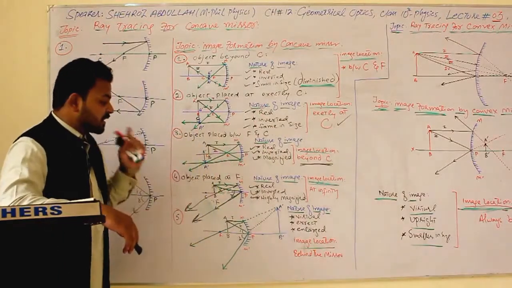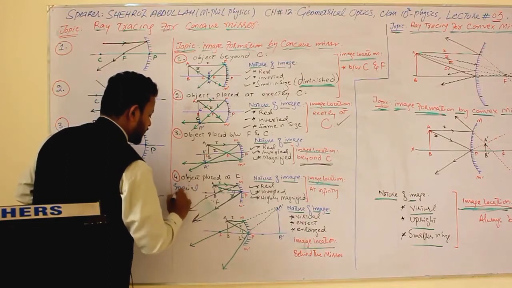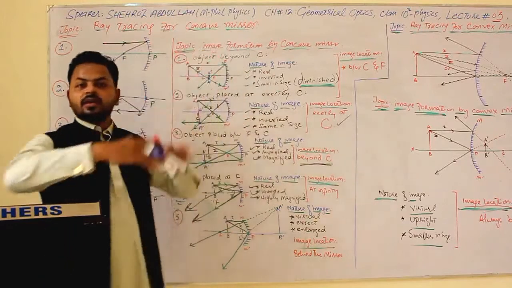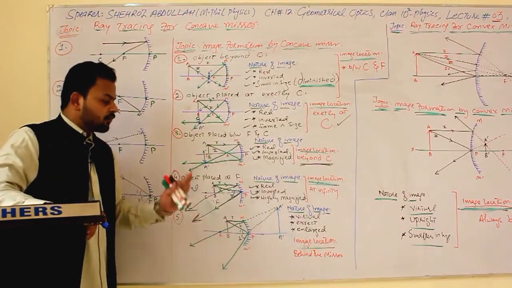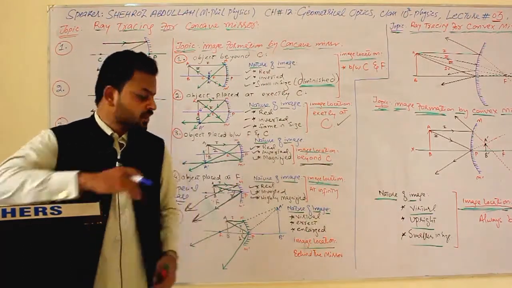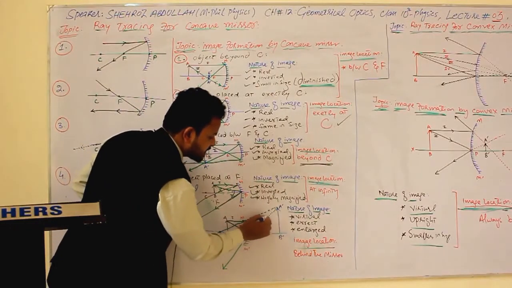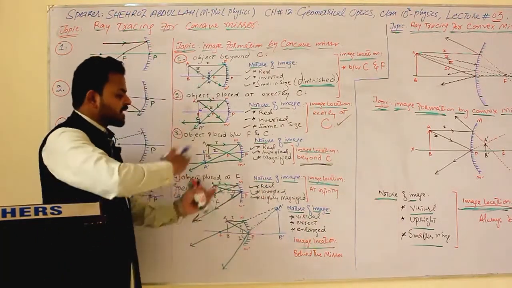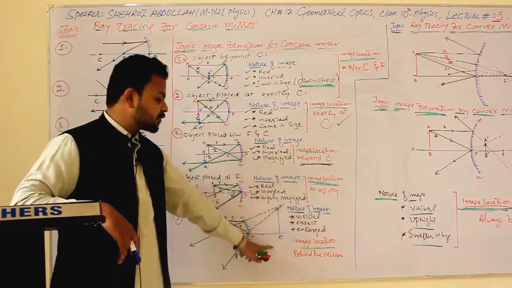What do we do? This is a very special case. In this case, we stretch the rays backward. Why? Because they are not going to meet each other. For that purpose, we have to stretch the rays back. We stretch this ray back, and we stretch this ray back, and we find that both these rays meet each other at a different location, and the image formed is A dash B dash.